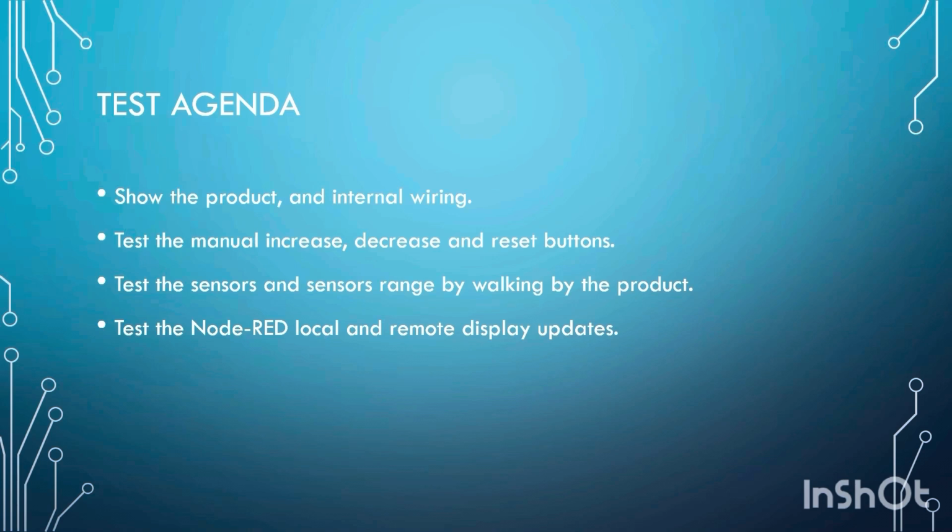And then I will be testing the sensors and the sensor range by walking by the box. So it's recommended to install the box around waist height, and I will just be walking past the box multiple times, and the count should increase and decrease. And I'll try to also increase the count a couple times. Obviously, it's hard because every time I walk past, the count changes, which is good because it's a very accurate count, but to do this, I'll try to kind of avoid the sensors. I might have to crawl under the sensors to show the incrementing, as you'll see in the design test phase, which I'll show soon. And lastly, I will test the Node-RED local and remote display updates.